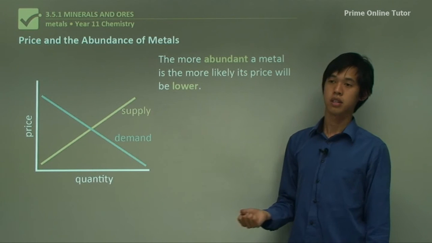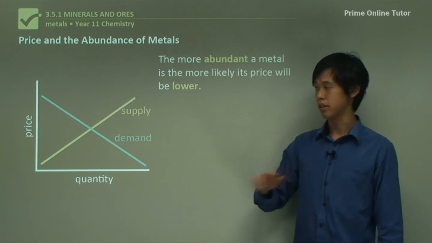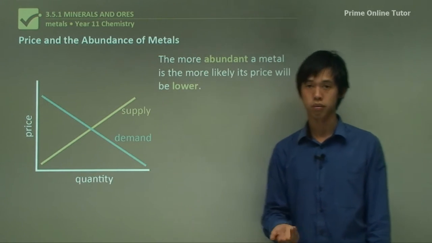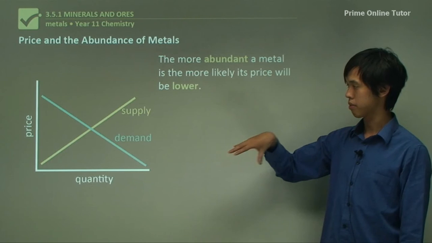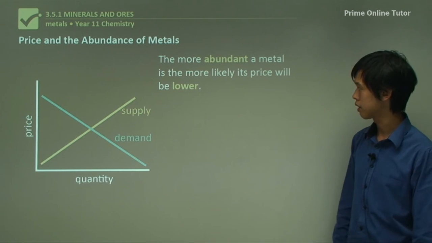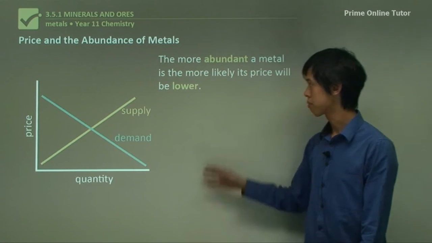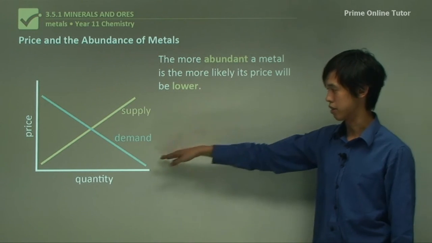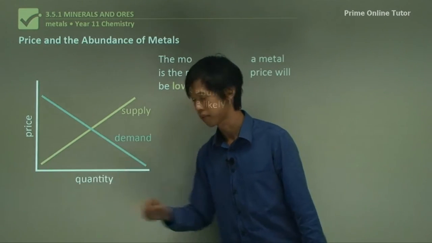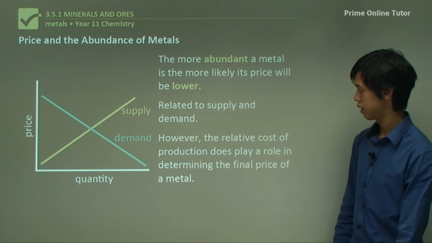Okay, so as the quantity increases, the demand is less important, or the price is lower because the demand stays the same. This is just a standard supply and demand curve for the economics kids. So the more abundant you have, the higher the quantity, the more likely the price will be lower, as you can see. When it hits the demand curve, the price is lower. So of course it's related to supply and demand.